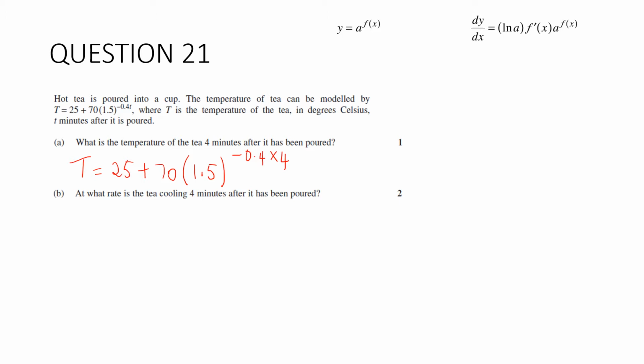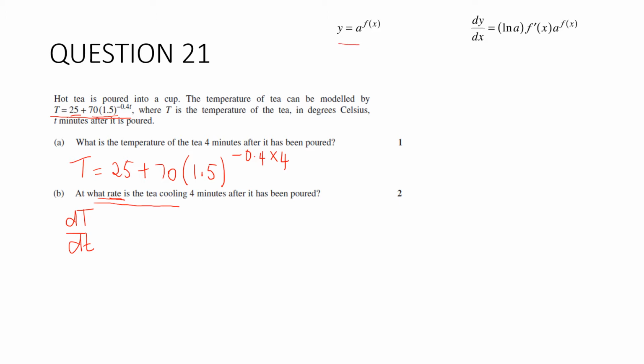Part B, at what rate is the tea cooling 4 minutes after it's been poured? So this is the derivative. We can tell that because it says rate. So rate of change, dT/dt is what we want. Okay, looking here at our formula, we're going to go term by term. So the derivative of 25 is 0, it goes. Then I've got this 70 and then multiplied by 1.5 to the power of negative 0.4t.